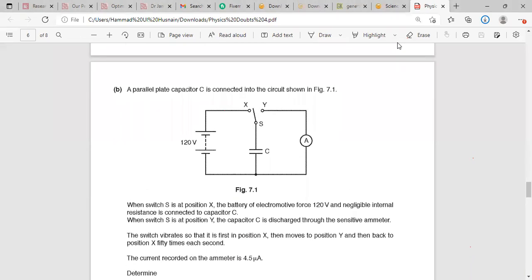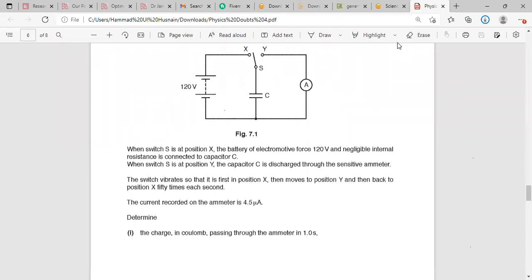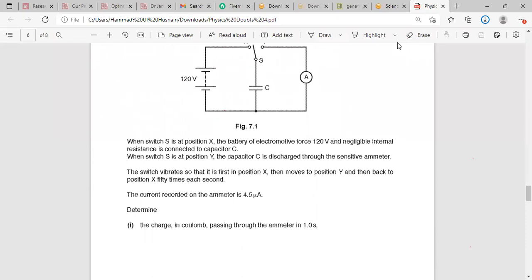Okay. So the next question is also of a similar sort. We have a double switch, we can connect it with X as well as Y. When we connect it with X, we get the capacitor to be charged, and when we connect it with Y, the capacitor discharges through the ammeter, right? Now the data given in this question is that the ammeter records a current of 4.5 microampere, and we need to find the charges that will be flowing through this ammeter.